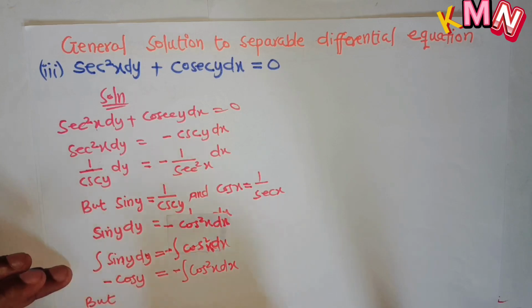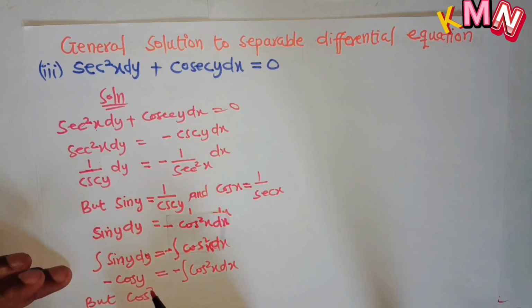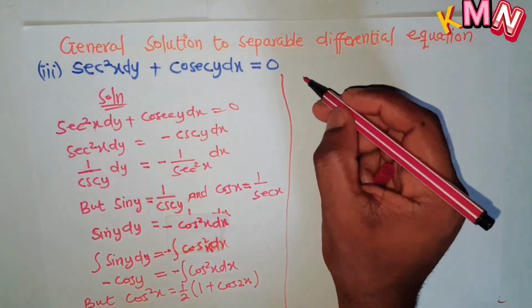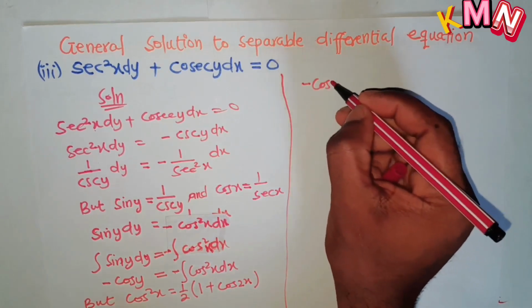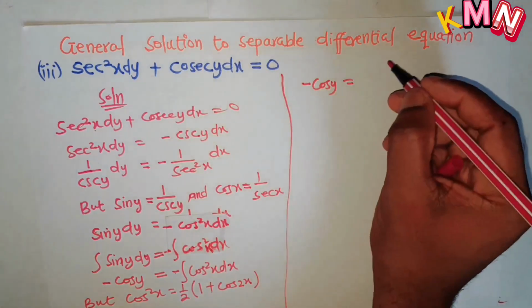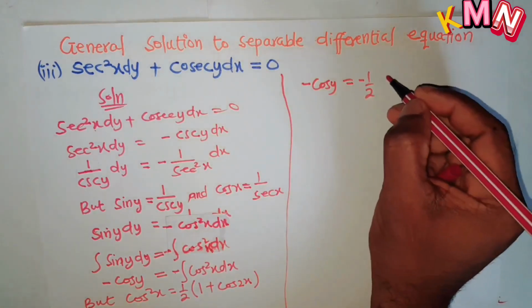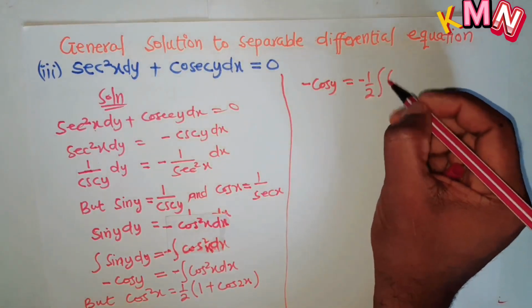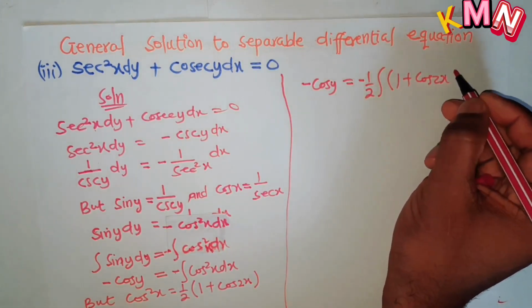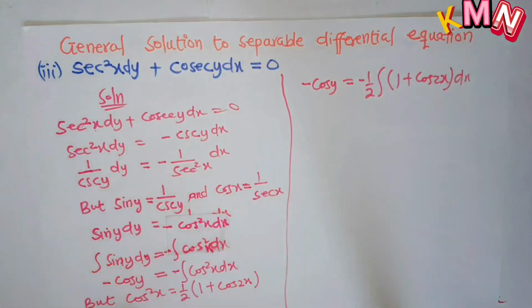But we know from half angles that cosine squared x is the same as half bracket 1 plus cos 2x. So we are going to get negative cosine y equals negative half the integral of 1 plus cosine 2x dx.